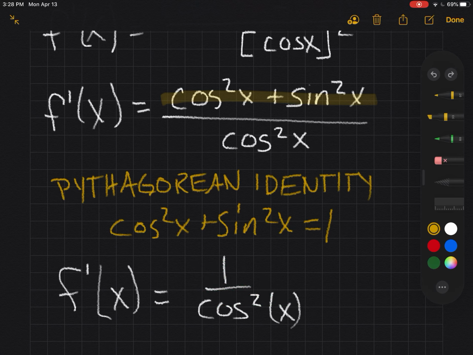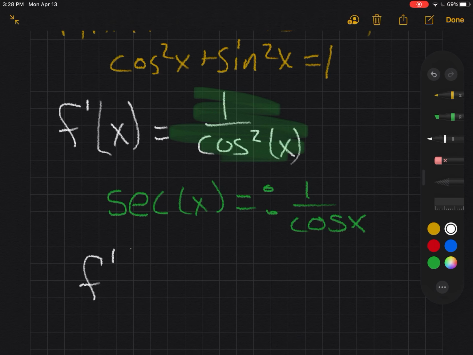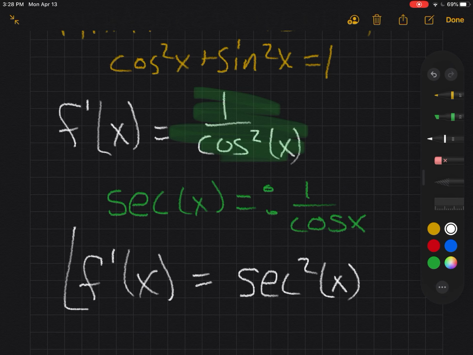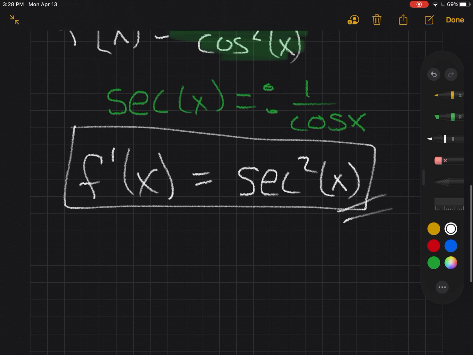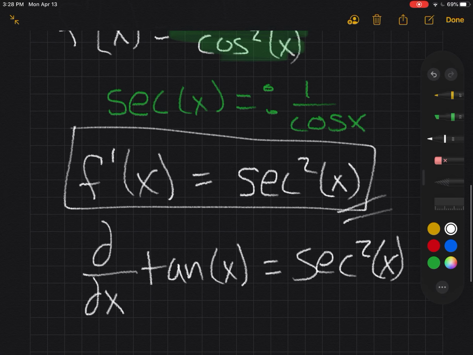And then we have another trig identity here, which helps us. So 1 over cosine squared of x. We have a trig identity that tells us that secant of x is defined to be 1 over cosine of x. So now what we have for this is that f prime of x is equal to secant squared of x.